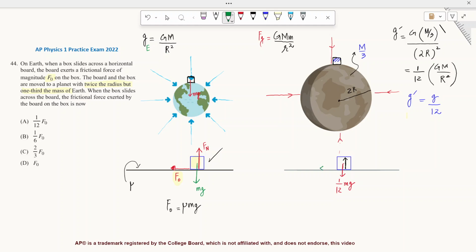And this kinetic friction will also decrease by how much factor? It will decrease by this factor. Why? Because it is equal to mu times the normal force. If the normal force is mg over 12, then it should also be equal to F0 over 12. So it means that the kinetic frictional force is reduced by 12 times. So the right answer should be option A.